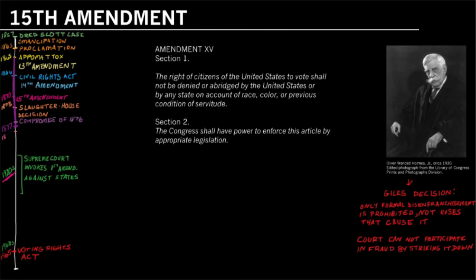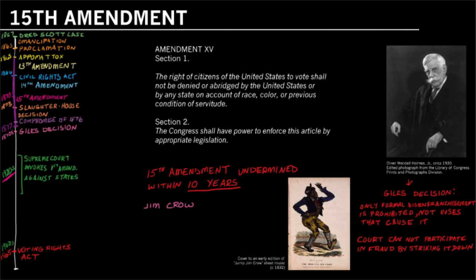That decision was soon after, in the 1870s, soon after the 15th Amendment was passed. The 15th Amendment is undermined, or at least made irrelevant, within 10 years of passage. This was the time of Jim Crow beginning to rise up. It was the time that the court upheld railroad segregation in Plessy versus Ferguson. It's such a tragic story.